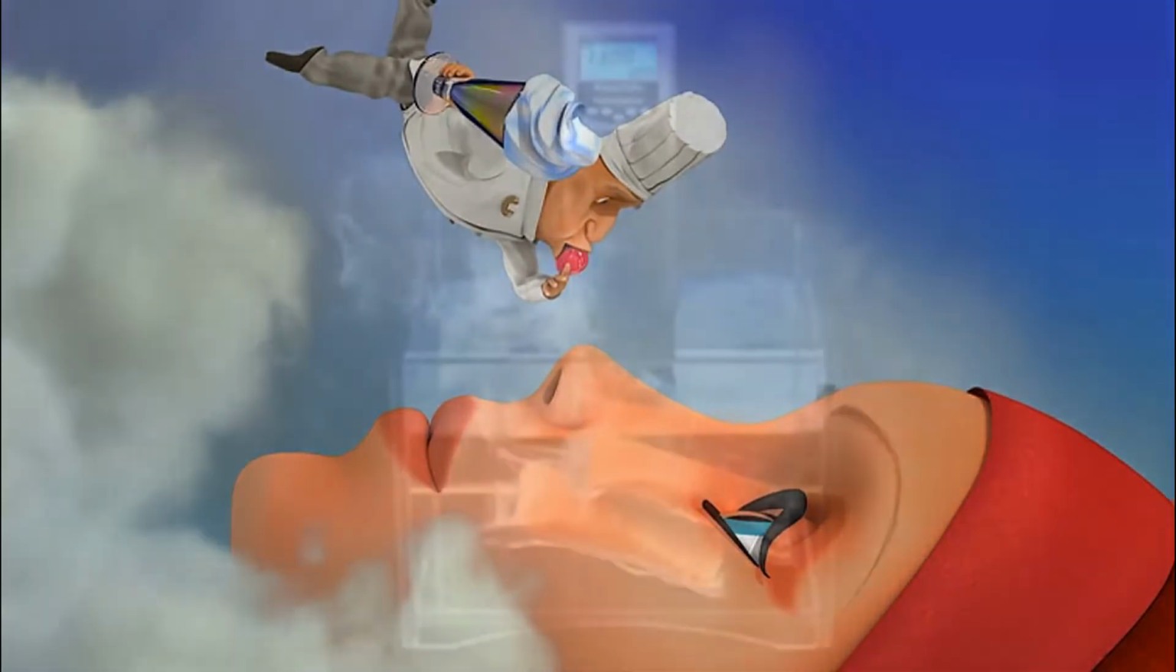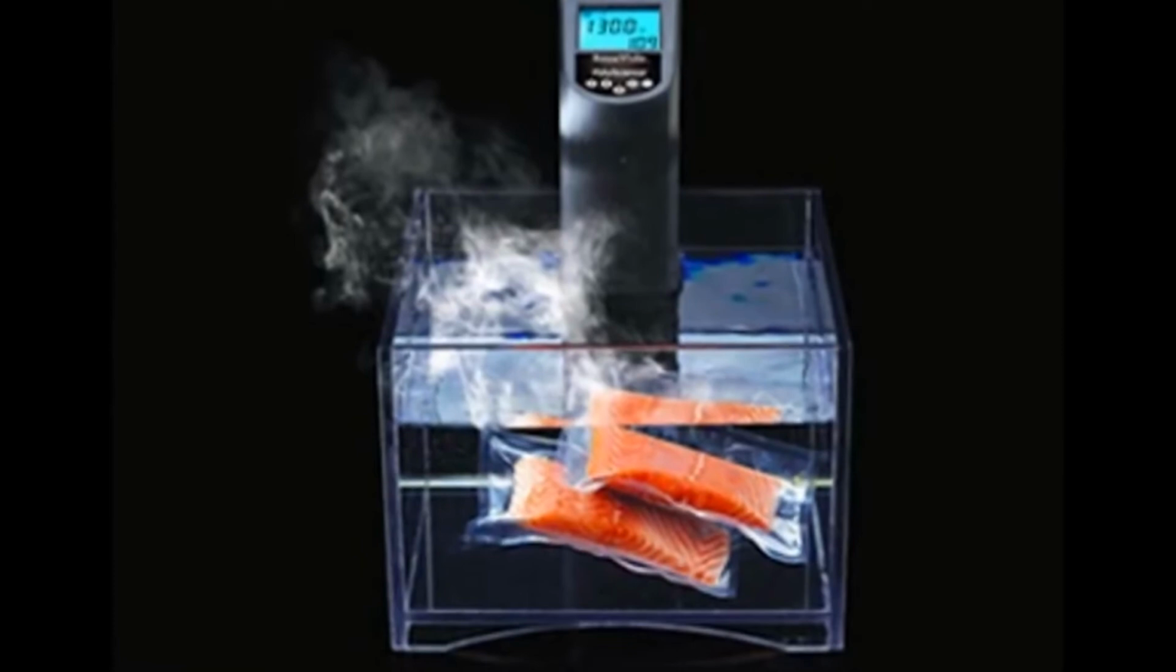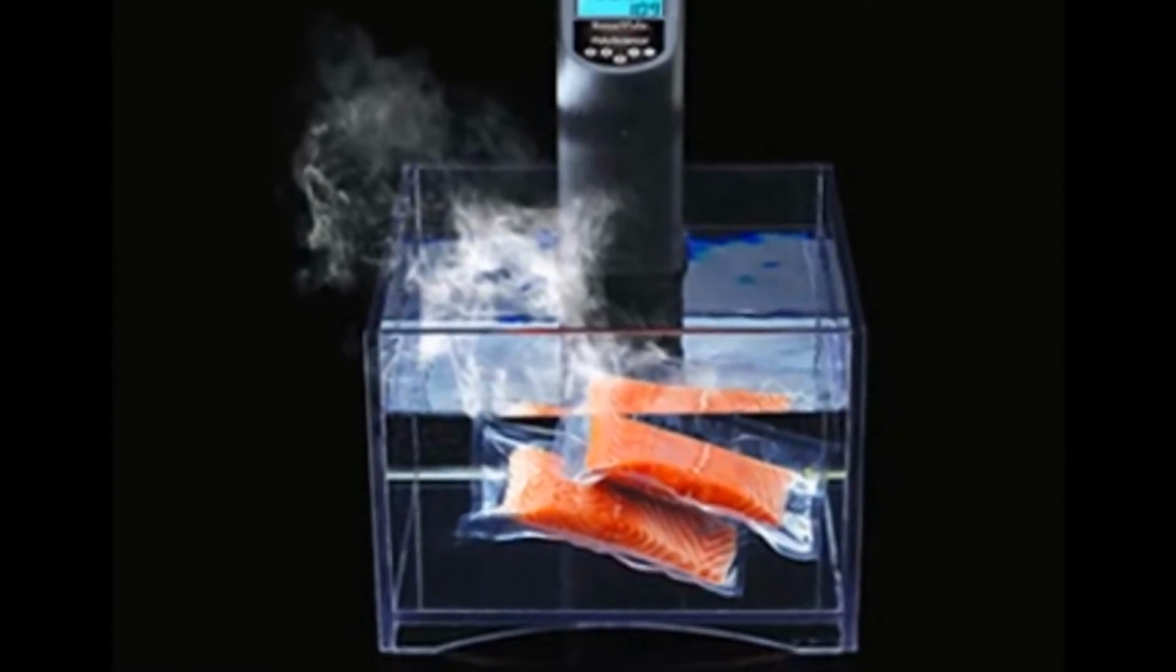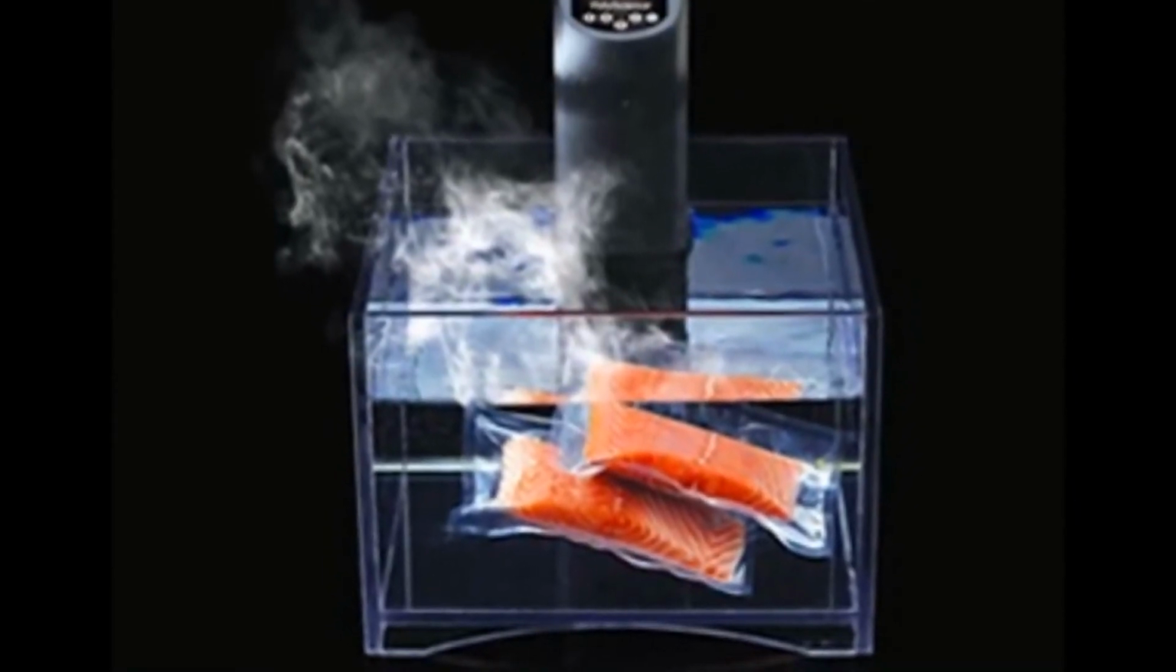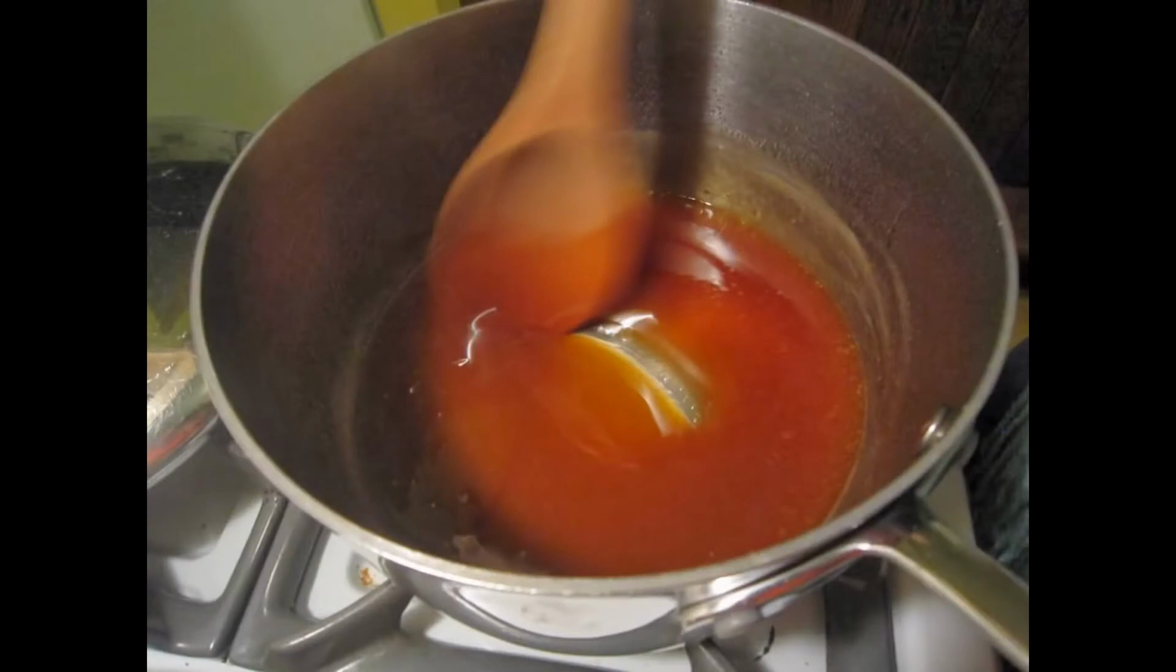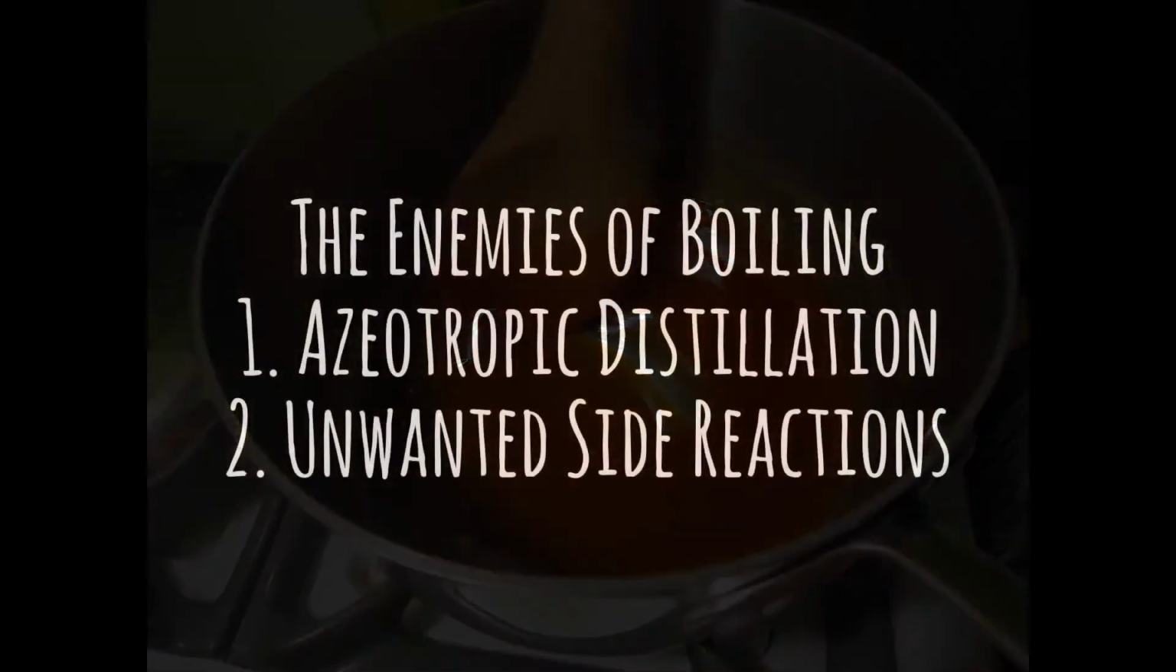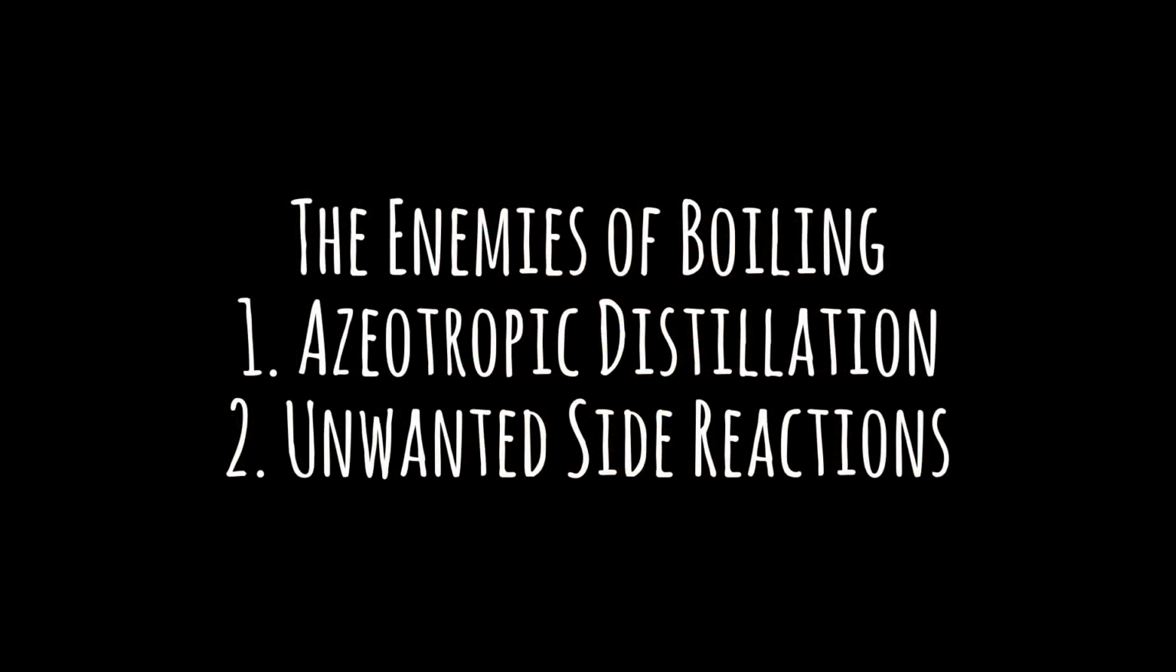That principle was the inspiration for sous vide cooking in sealed bags under vacuum. But that's another topic for another video. Right now I want to stay focused on what happens during conventional cooking. When you cook any stock or sauce in a pan on top of the stove, there are two destructive forces at work. Technically speaking, they are azeotropic distillation and unwanted side chain reactions. I'll explain what each of these means to you.